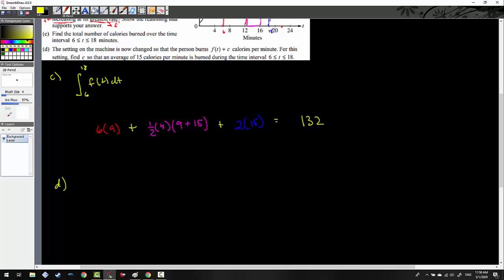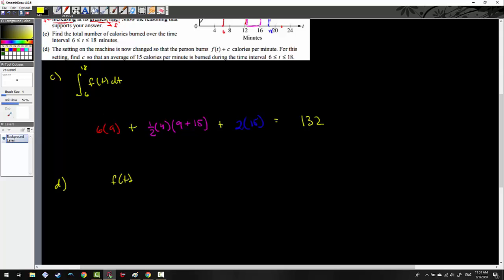All right. D reads, the setting on the machine is now changed so that the person burns f of t plus c calories per minute. For this setting, find c so that an average of 15 calories per minute is burned during the time interval 6 to 18. Okay, a lot of words in this problem here. They throw in this f of t plus c. I would definitely say that D is easily the hardest problem on number 46 here. So let's go and take a look at it.